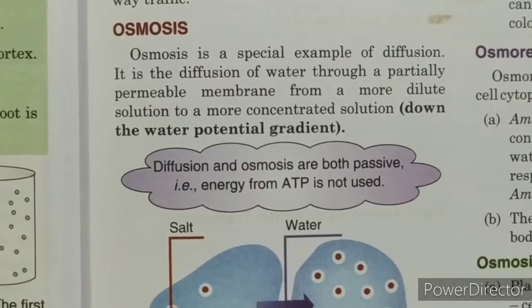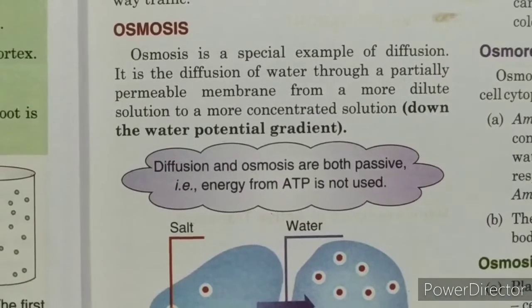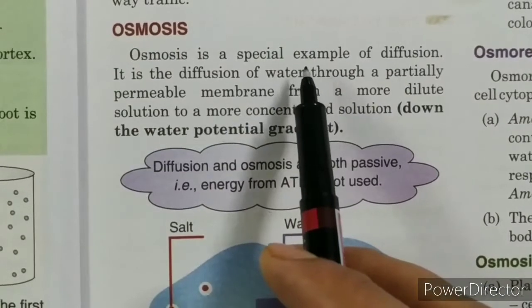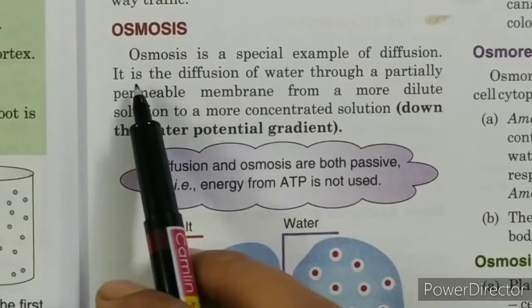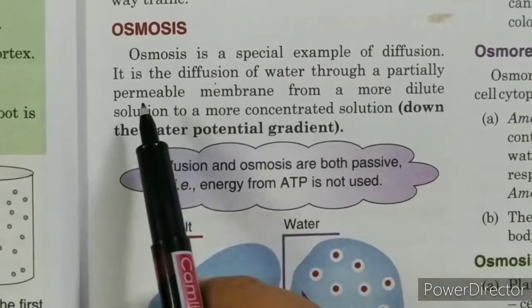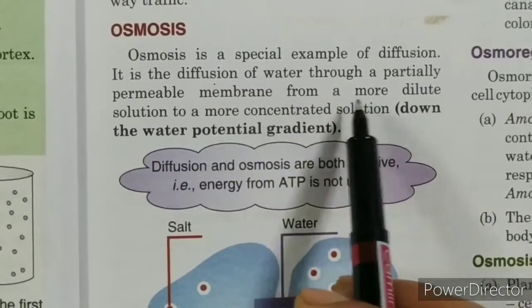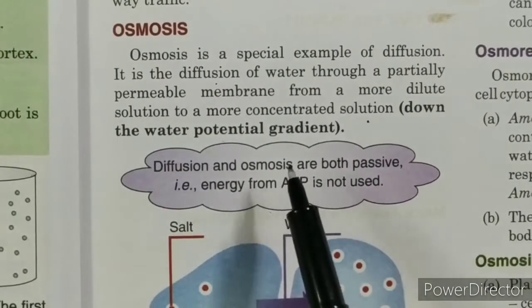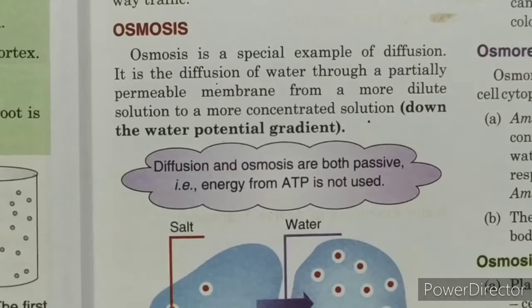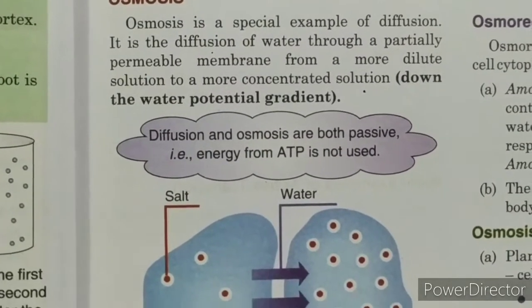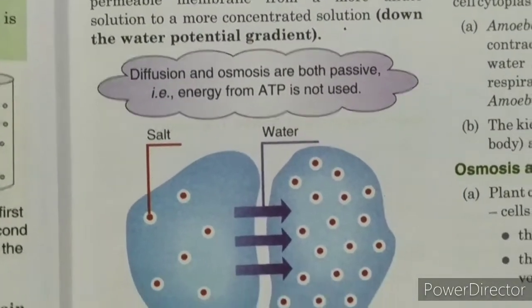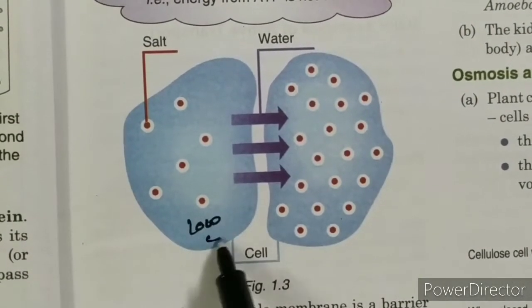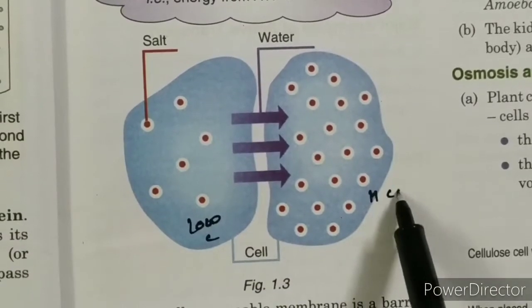Alright, now we see osmosis. So what is osmosis? It is a special example of diffusion, and it is the diffusion of water through a partially permeable membrane from a more dilute solution to a more concentrated solution. We saw in diffusion that it goes from a higher concentration to a lower concentration, but in this it will go from a lower concentration to a higher concentration.